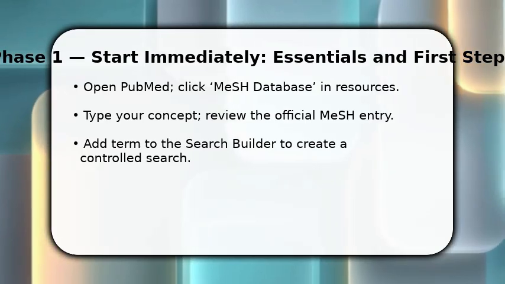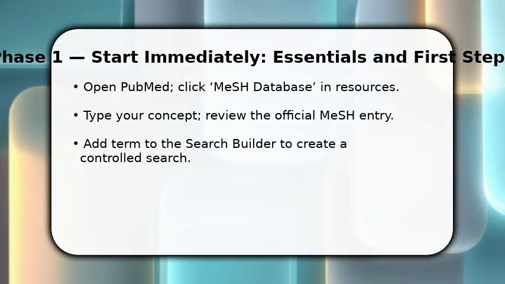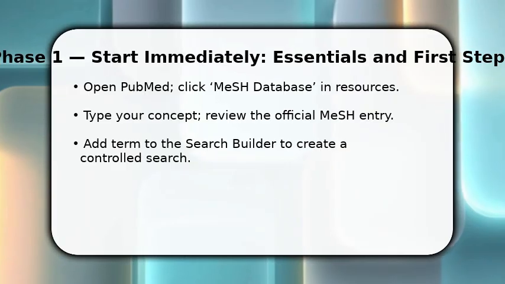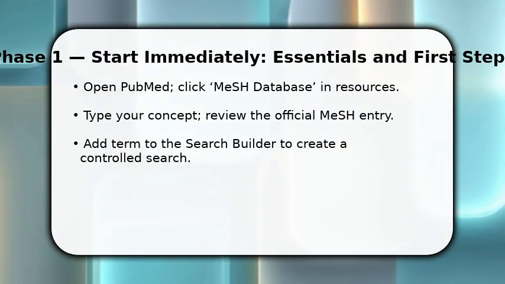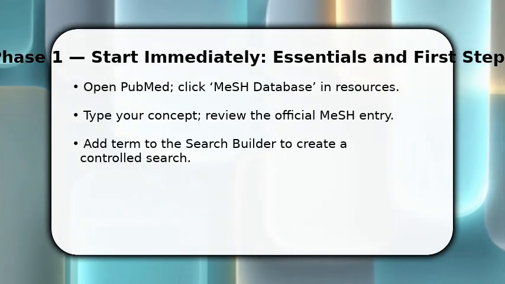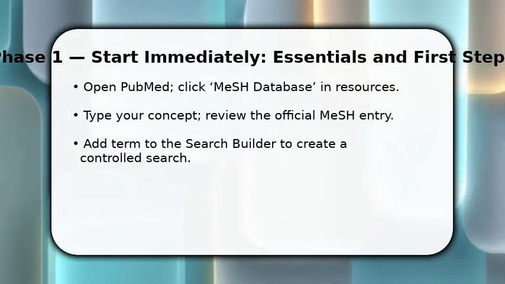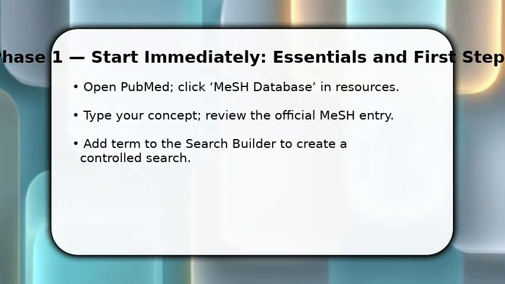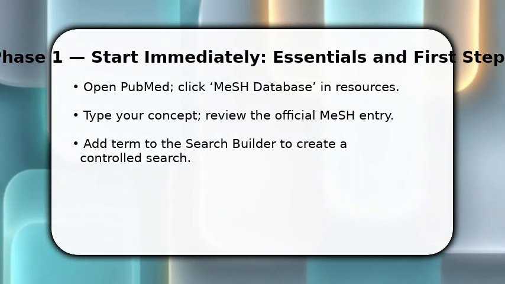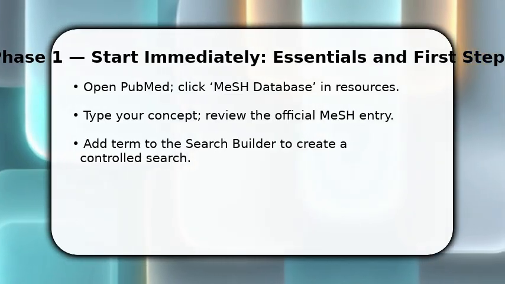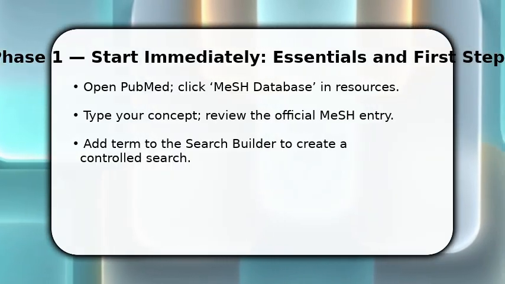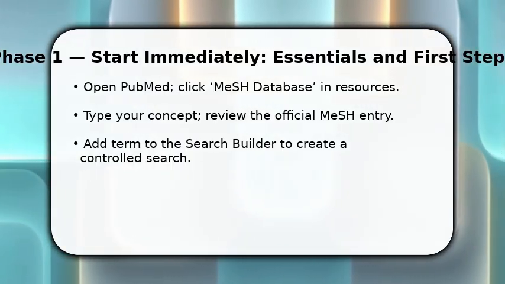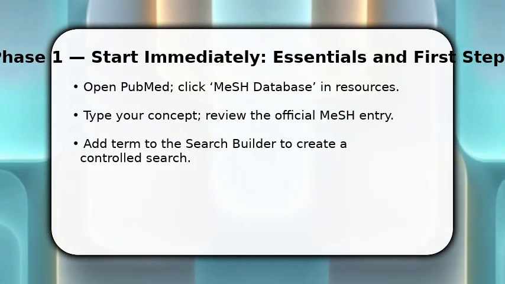Enjoy the video. You begin in PubMed by opening the MeSH database because controlled vocabulary returns cleaner results. Type the concept you want, then scan the MeSH entry for the preferred term and scope note so you know what it covers. Once done, click Add to Search Builder to queue that standardized term. This first step prevents mismatches between lay keywords and index terms, and it anchors your entire strategy in the vocabulary PubMed uses for consistent retrieval.